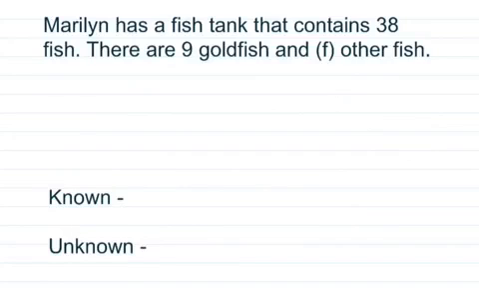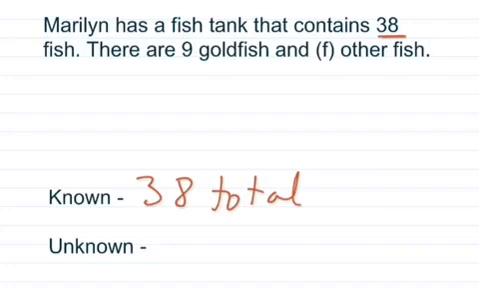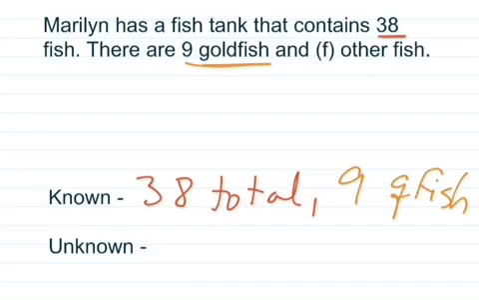So what do we know? First sentence, Marilyn has a fish tank that contains 38 fish. Well, 38 is the total number of fish in that fish tank. So we know that much. The second sentence says there are 9 goldfish right over there. So 9 goldfish, like that. So we know that information. And F other fish. Here's what we don't know. F is an unknown. It's that variable right over there. So the unknown is F.